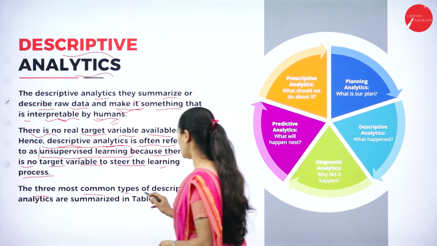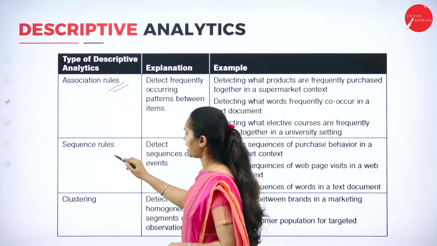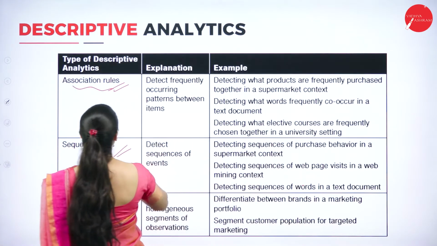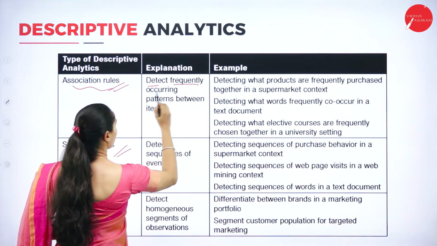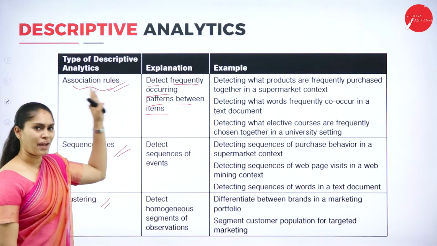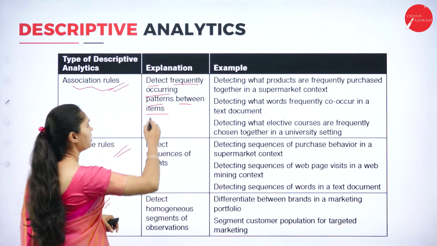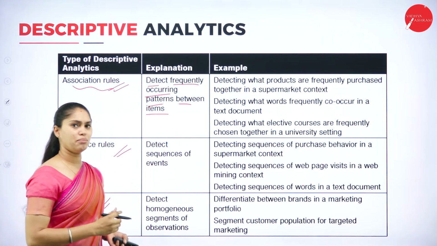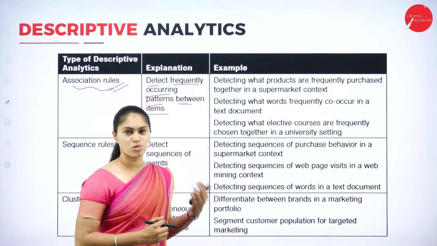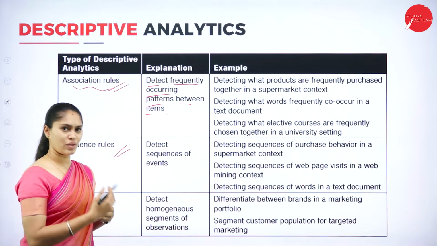The three most common types of descriptive analytics are association rules, sequence rules, and clustering. We'll see the association rules first. Here it will detect frequently occurring patterns between items. Why do we use association rules? Mainly to detect the frequently occurring pattern between items. For example, if a person is buying milk, there is a chance of buying bread or a bun too. So we can detect the frequently occurring pattern between the items.